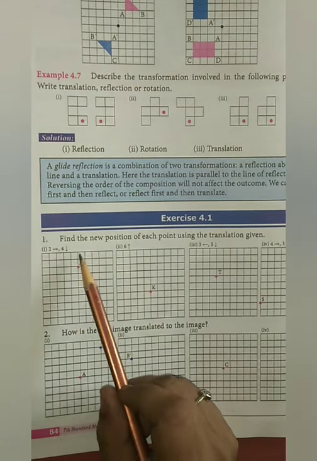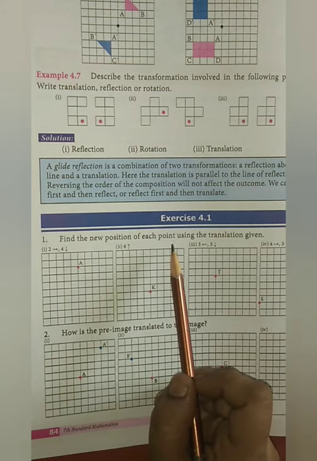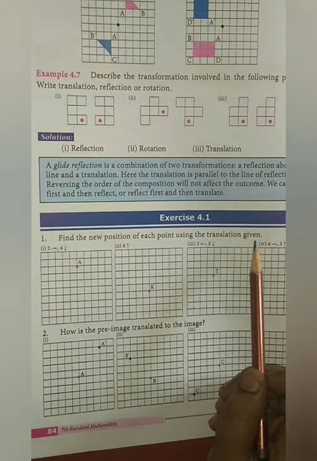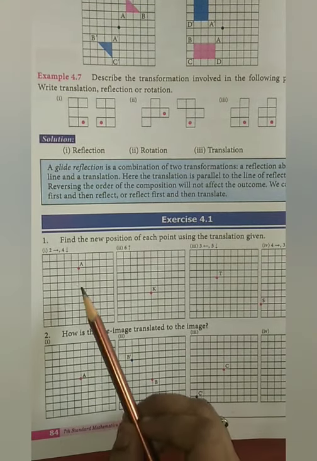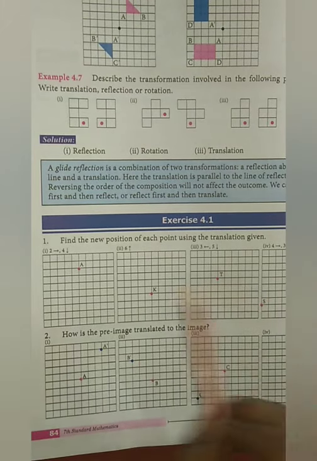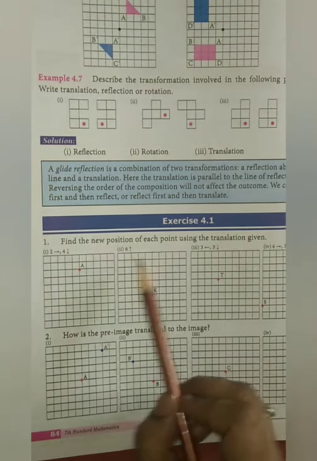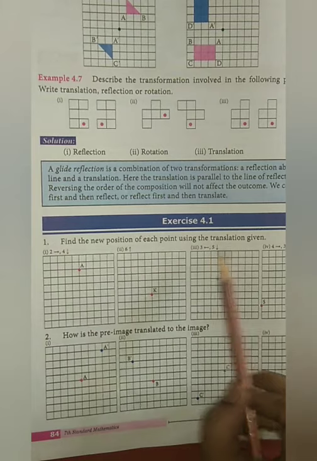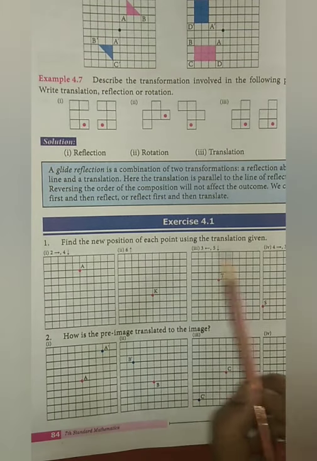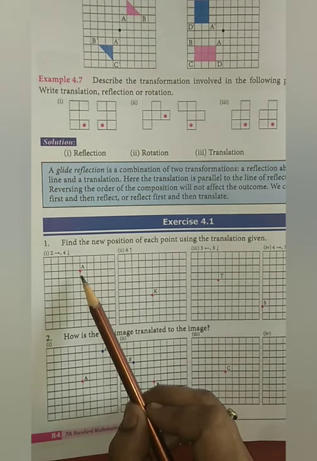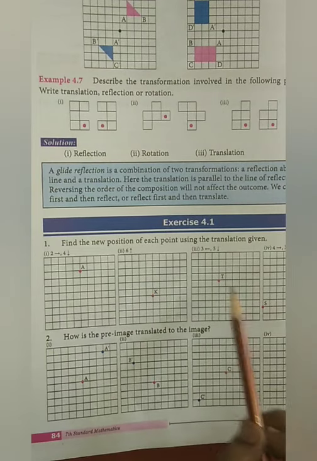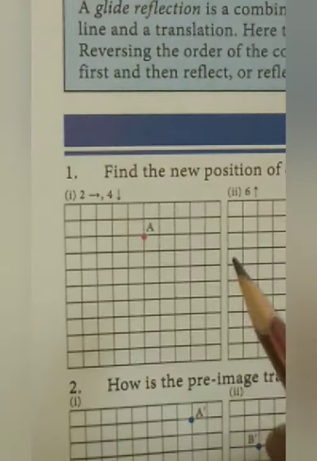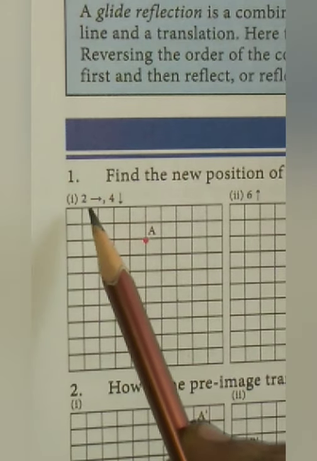Page 84, exercise 4.1. First question, find the new position of each point using the translation given. So here we have 4 subdivisions, and for each figure translations are given. Using these translations, we are going to find the new position of these points. First subdivision, see the translation.